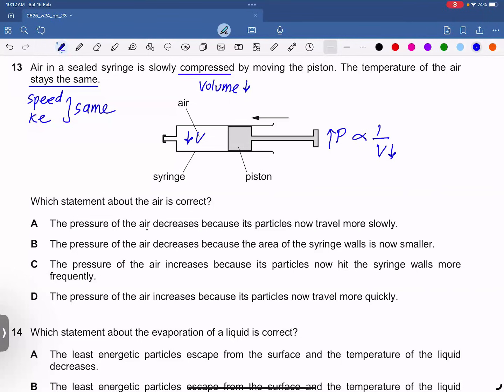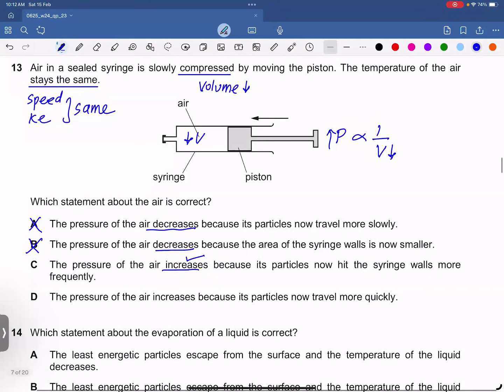So the pressure decreases? No. The pressure increases? Yes, because the particles now hit the walls of the syringe more frequently. Yes. Particles travel quickly? No, because temperature is constant. When temperature is constant, the speed doesn't change. The right option is C. Proceed to question number 14.